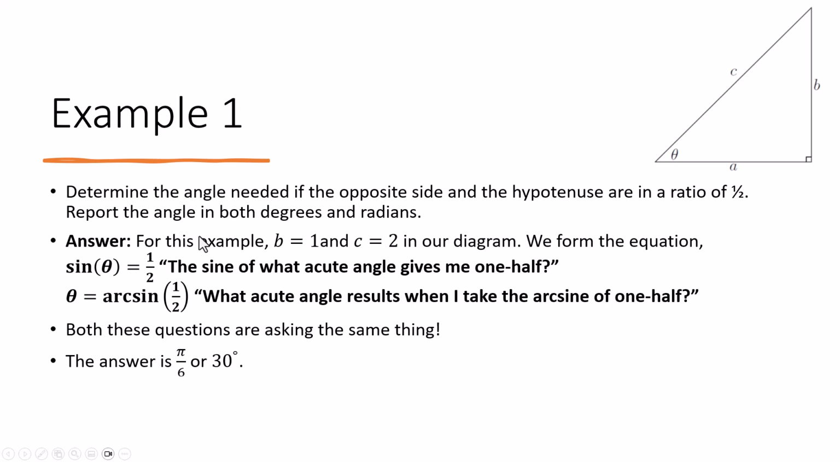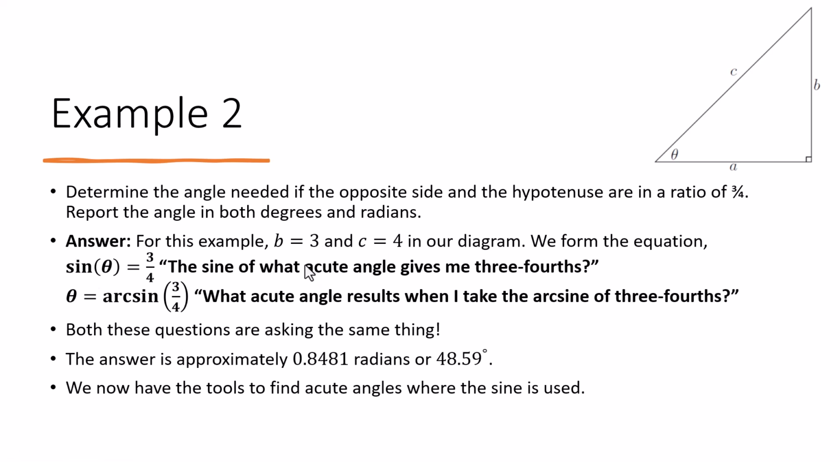So what we have is the sine of theta is equal to 1/2. So our question is, the sine of what acute angle gives me 1/2? Another way to write this would be that theta is equal to the arcsine of 1/2, which can be translated as what acute angle results when I take the arcsine of 1/2. Both of these questions are asking the same thing. And if you use the unit circle, or if you use your technology, the answer will come out as pi over 6 radians, or 30 degrees.